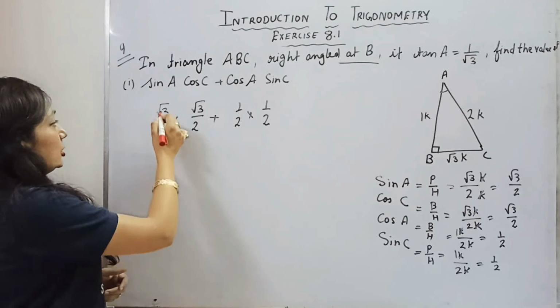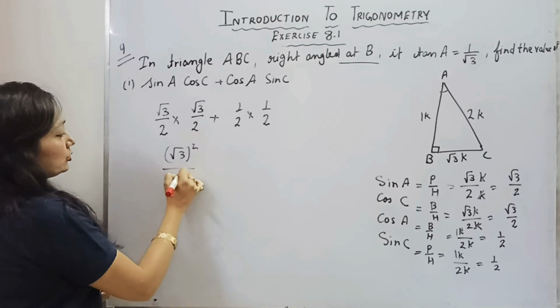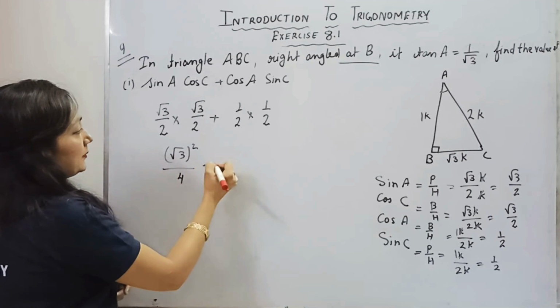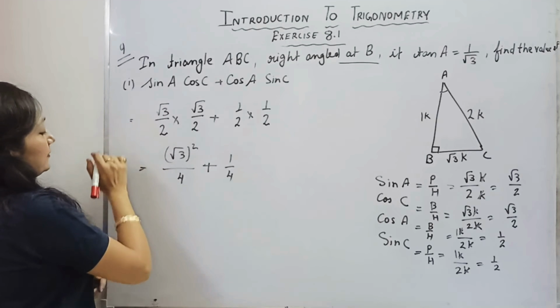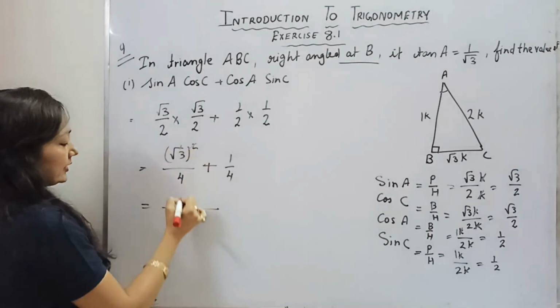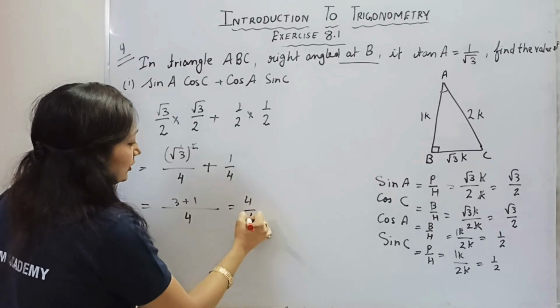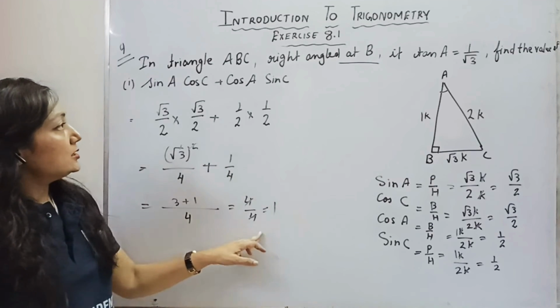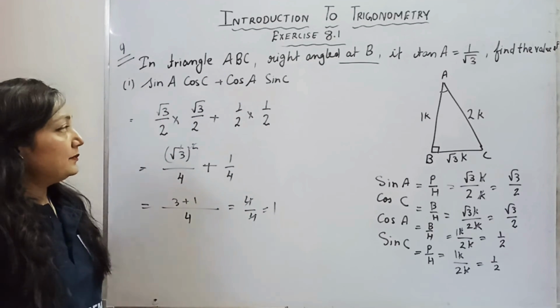So solve it. Root 3 and root 3, it will be root 3 square, and 2 into 2, it's 4, plus 1 upon 4. Okay. So take the LCM 4, root and square cancel. It will be 3 plus 1, that is 4 upon 4, that is equal to 1. So the first part's answer is 1. Please note it down.